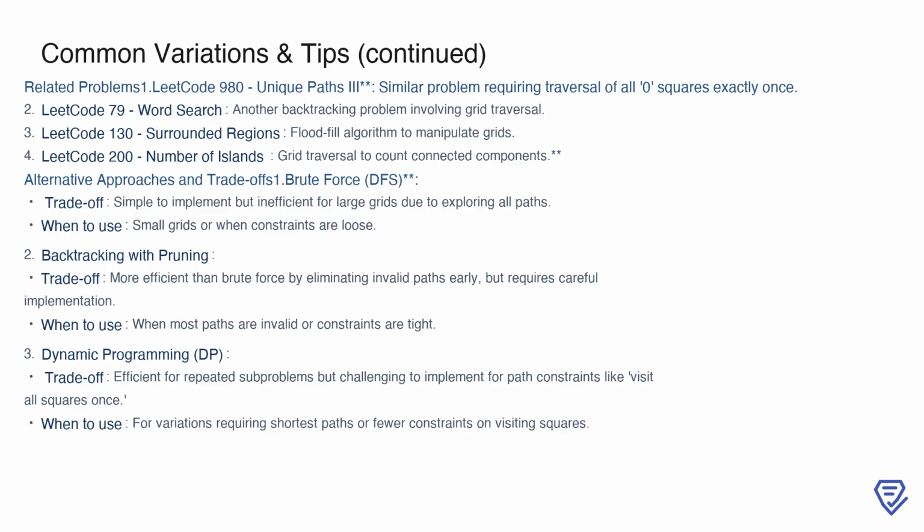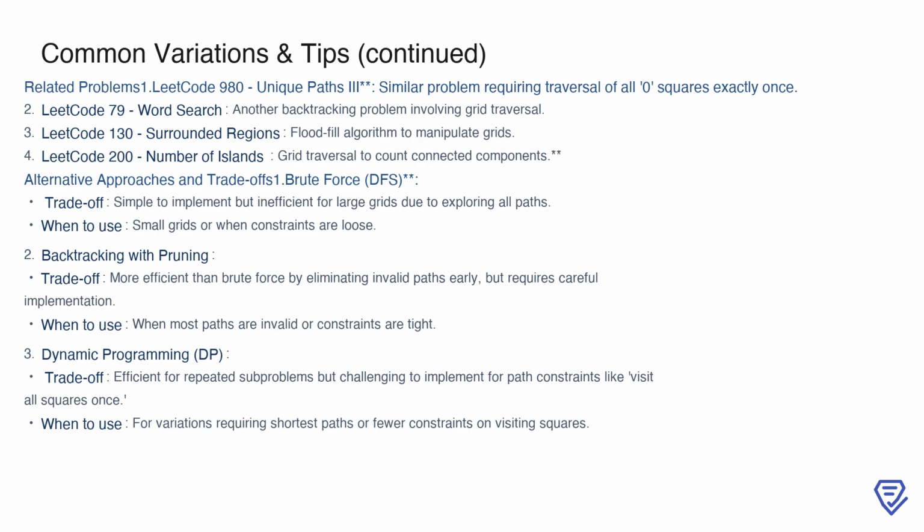For additional practice, there are several related problems that can help reinforce your understanding. Unique Paths 3 itself is a great example, as it focuses on visiting all zero squares exactly once. Another is Word Search, where the challenge lies in grid traversal to find specific words using backtracking. Surrounded Regions applies flood-fill algorithms to manipulate grids, while Number of Islands requires grid traversal to count connected components. Each of these problems has unique nuances that can enhance your problem-solving skills.